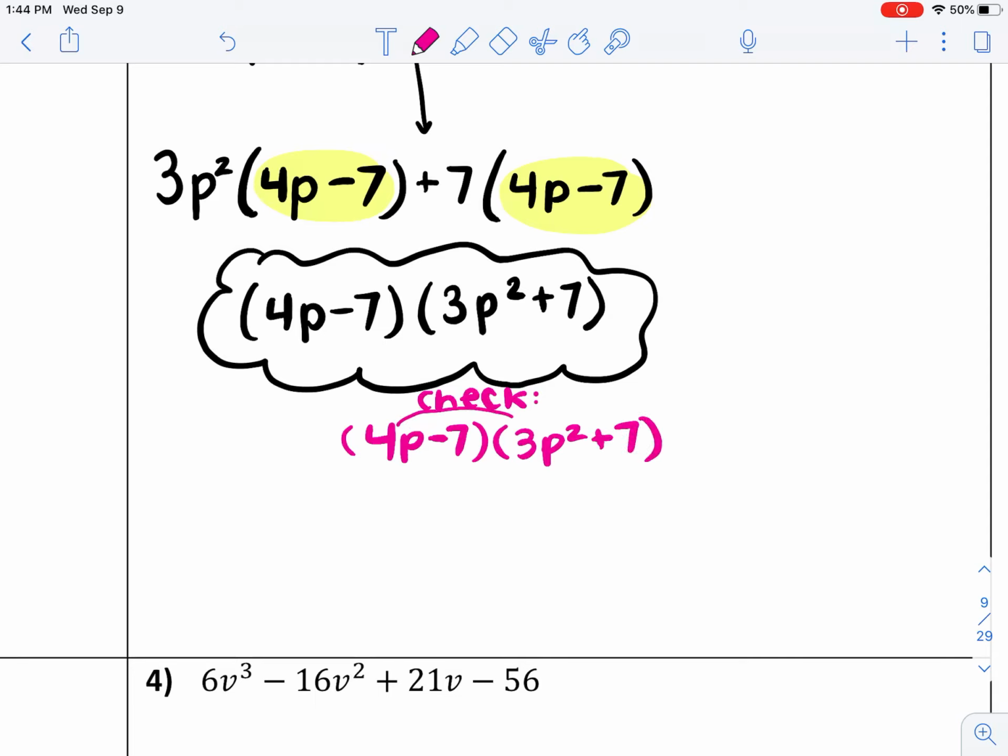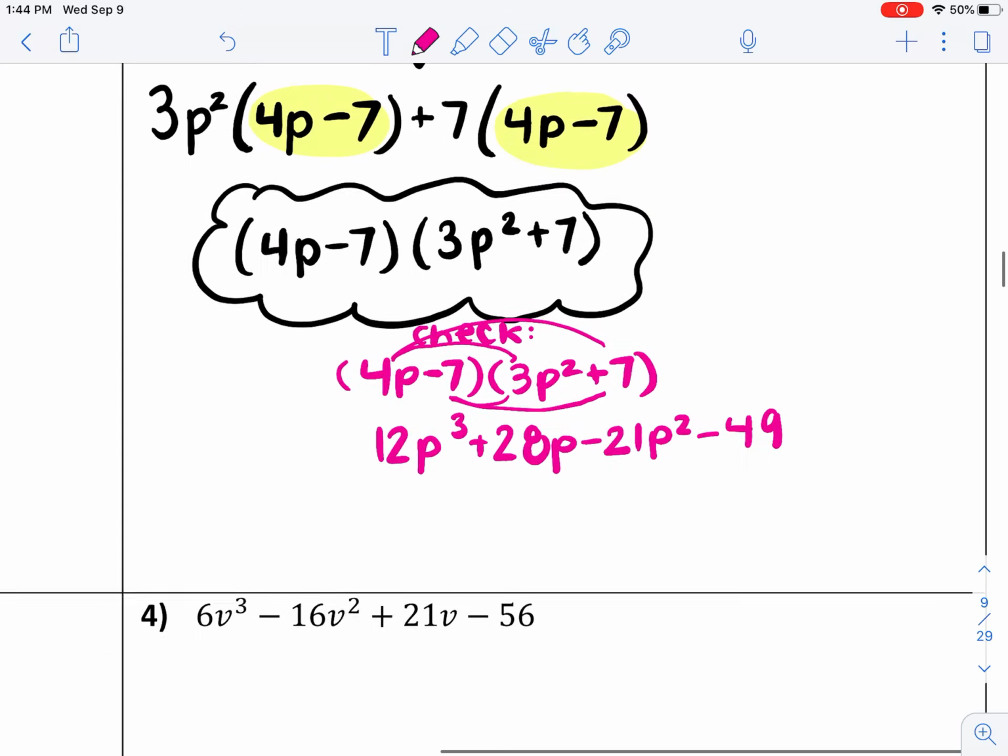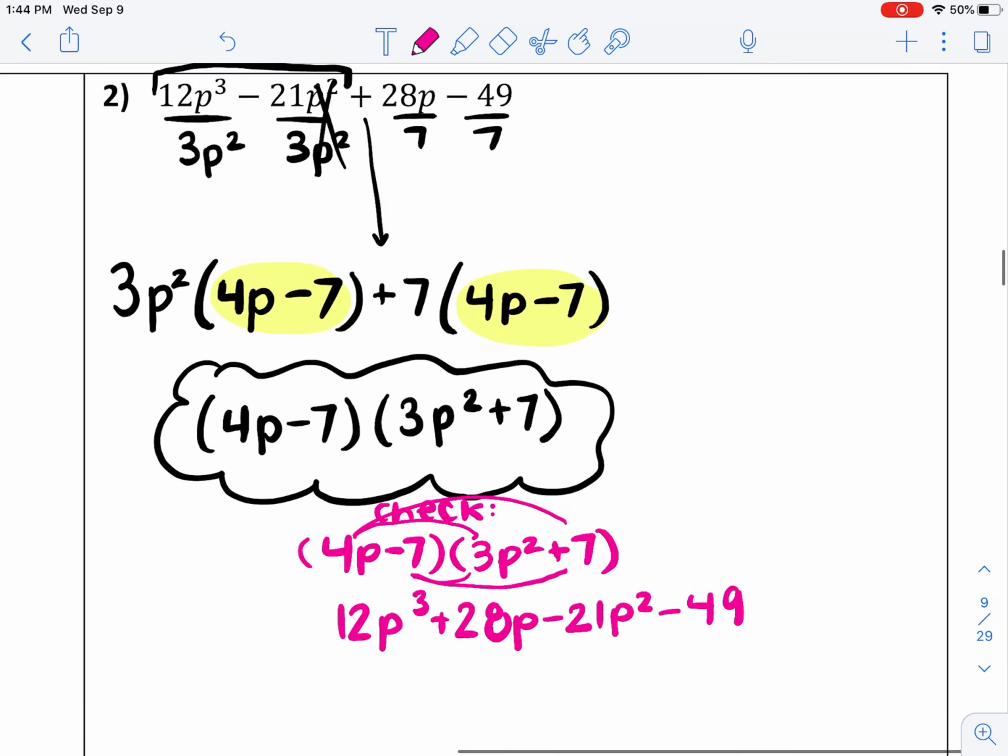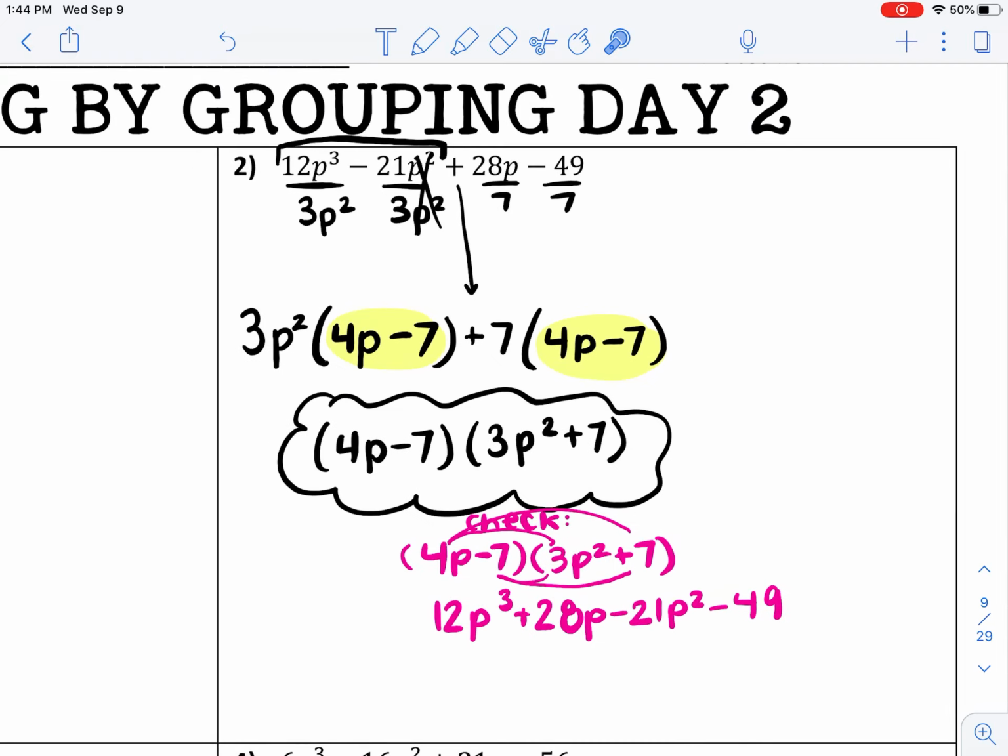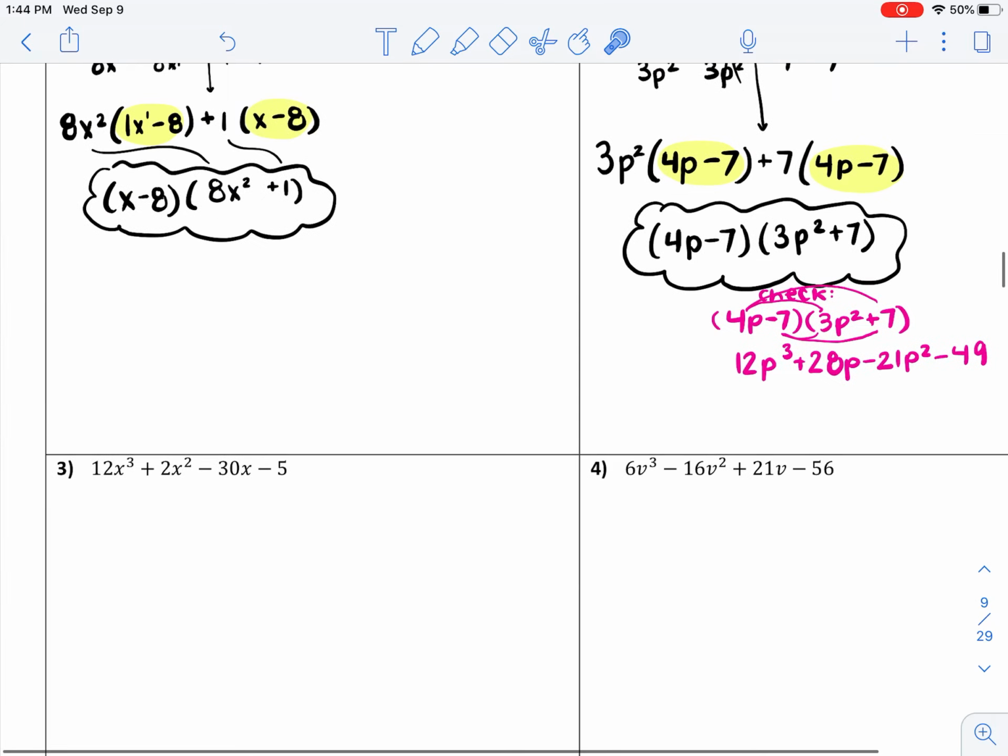So that's 4p times 3p squared. That gives me 4 times 3, that's 12p to the third. 4p times 7, that's 28p. Negative 7 times 3p squared is negative 21p squared. And negative 7 times 7 is negative 49. So this is the question we started with. It's just that the terms in the middle are backwards now, but it's still equivalent. So that shows us that our answer is in fact correct.